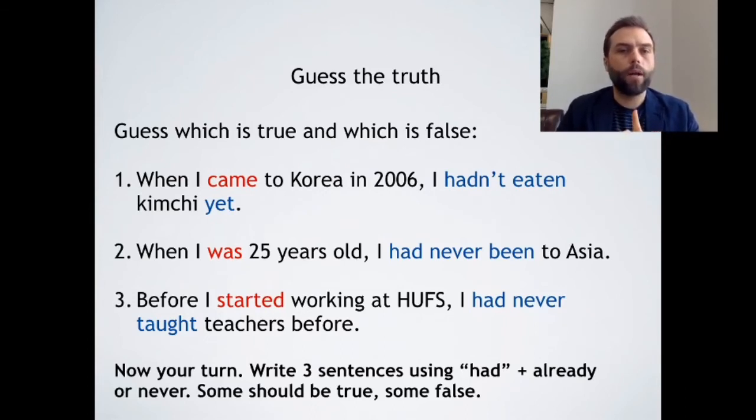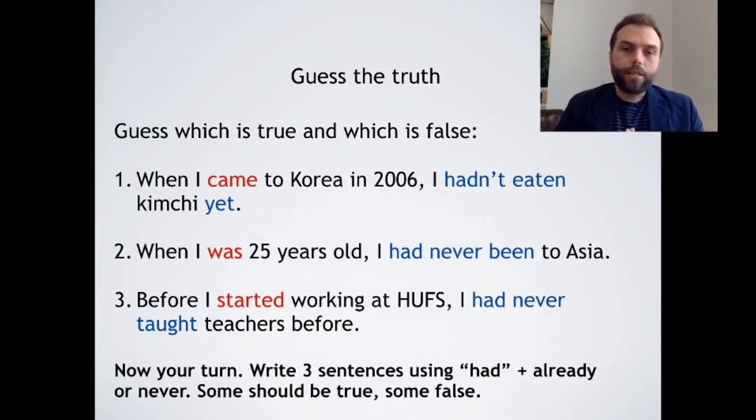Okay, number 1. When I came to Korea in 2006, I hadn't eaten kimchi yet. Number 2. When I was 25 years old, I had never been to Asia. And number 3. Before I started working at HUFS, Hanguk University of Foreign Studies, I had never taught teachers before. Okay, so these are 3 sentences about me. You can give the students a few minutes to look at them, think, maybe discuss together.